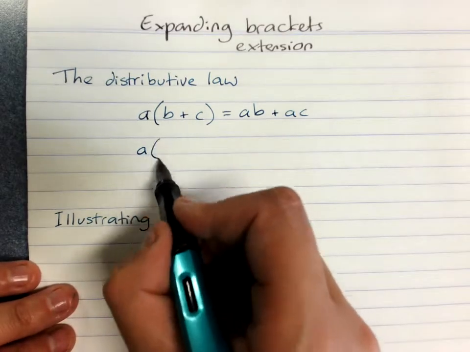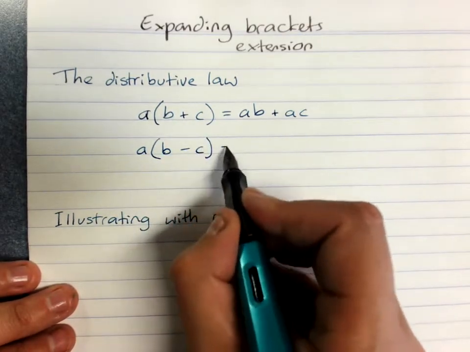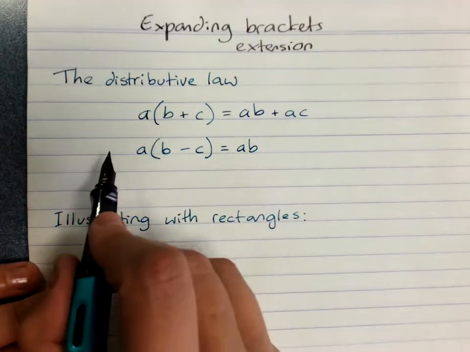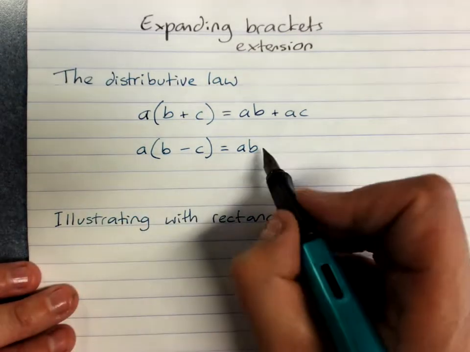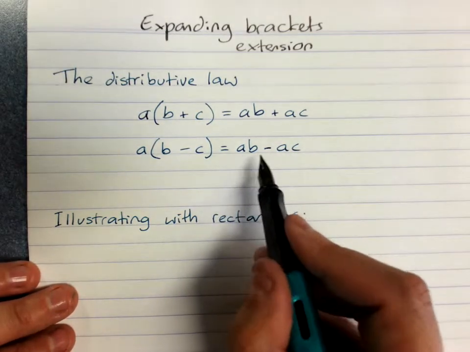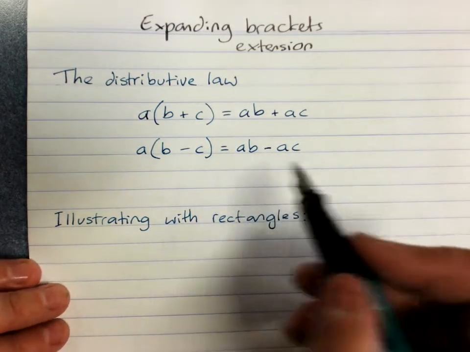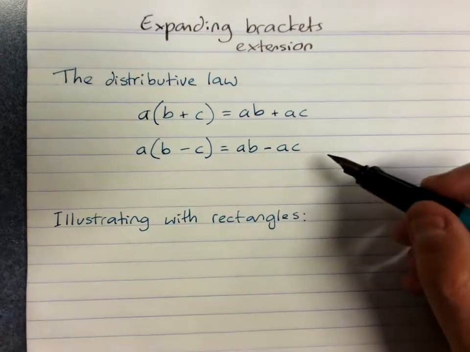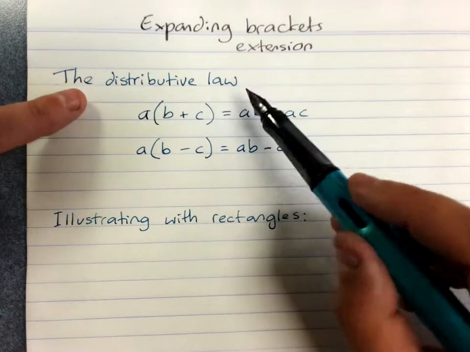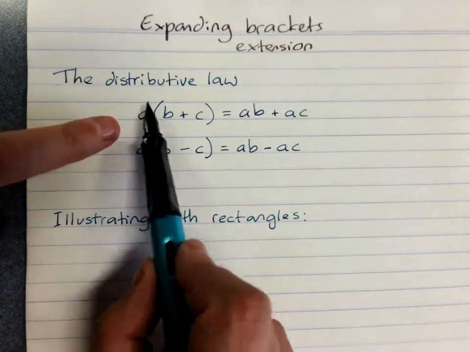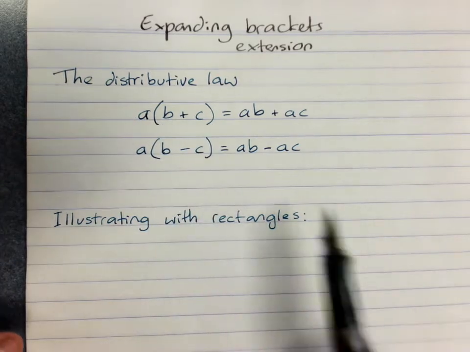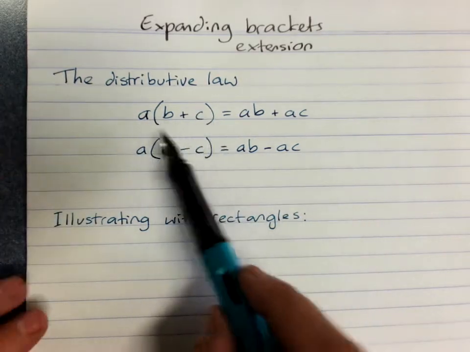If I wrote it with a negative in the brackets, A times B is AB. A times negative C is negative AC, so I get AB minus AC. So this is just two algebraic ways of representing the distributive law, which says that this multiplication is distributed across the terms inside the brackets, shared between the B and the C.